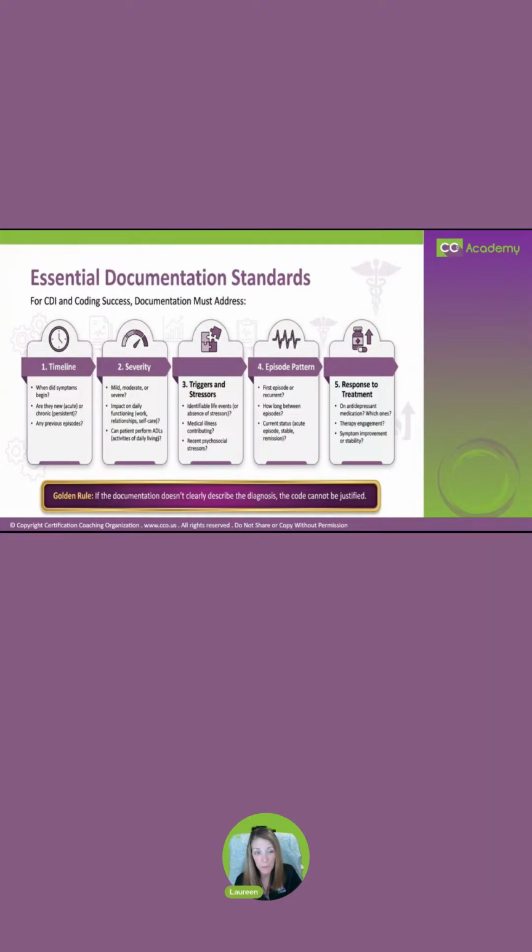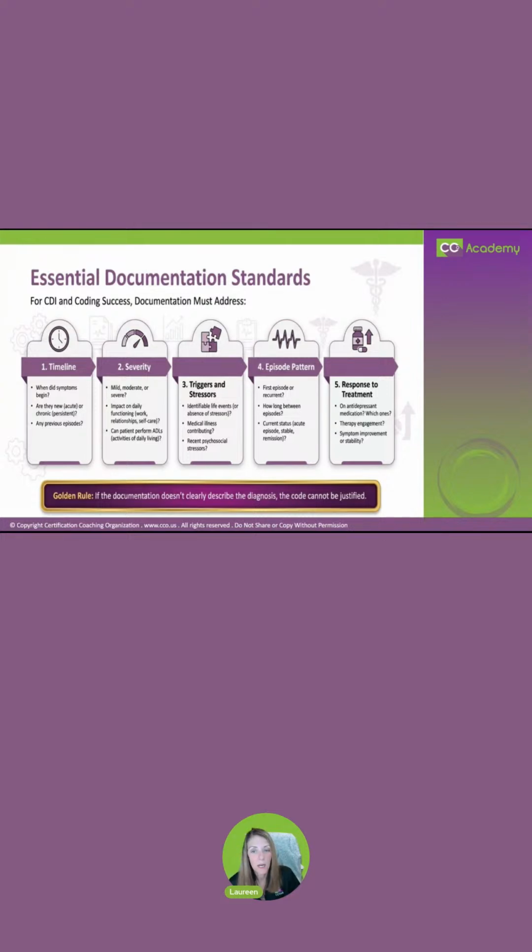Is this the first episode or a recurrent one? How long between episodes? What's the current status? Acute, stable, in remission? And finally, what's their response to treatment? Is the patient on an antidepressant medication? Which ones? Are they engaged in therapy? Are their symptoms improving or stable?